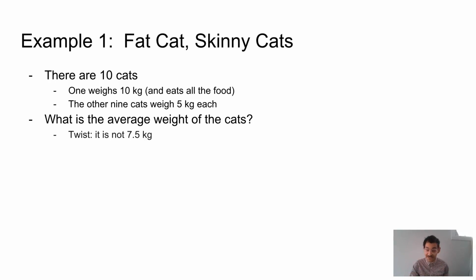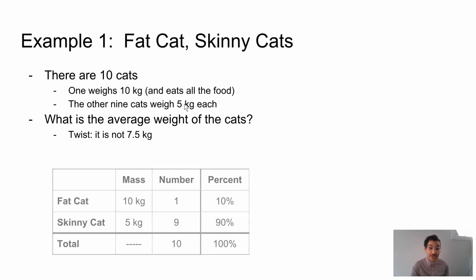Surprise! If you said 7.5, that is not the right answer. Now, if we were doing a regular average, we would just take our 10 kilograms and our 5 kilograms, add those together, and divide by 2. But this is a weighted average, and we have to acknowledge that only one of our 10 cats weighs 10 kilograms, while 9 of the cats weigh 5 kilograms. So how are we going to do that?